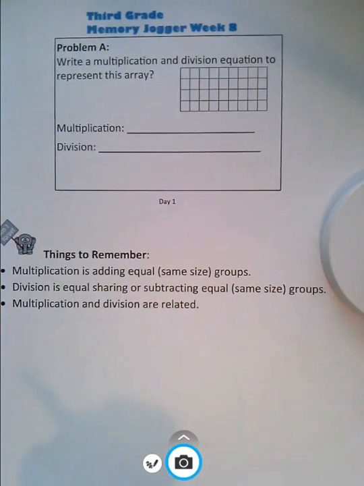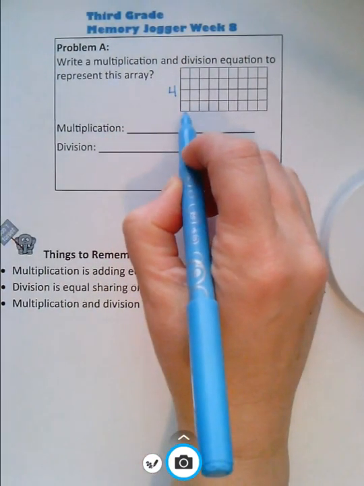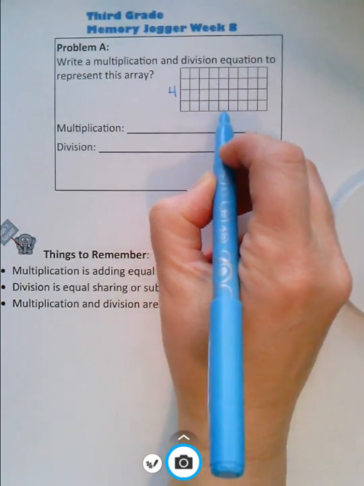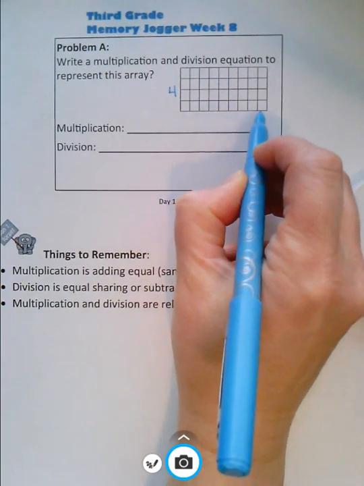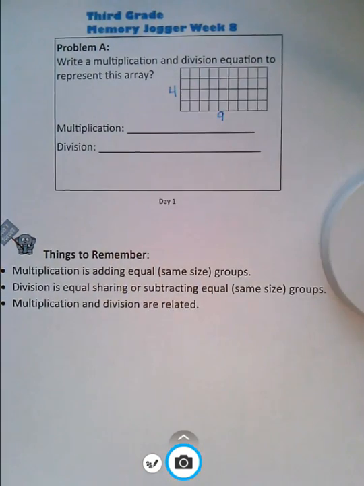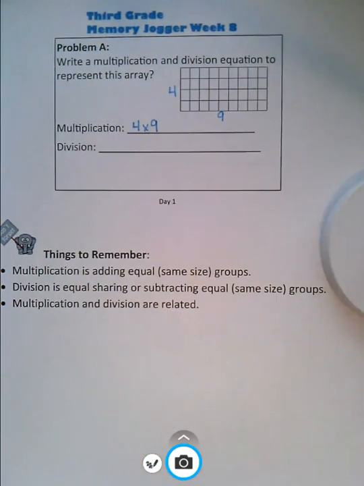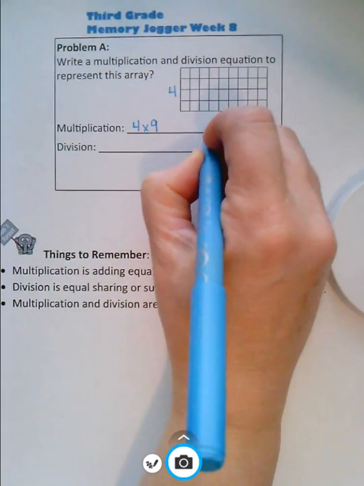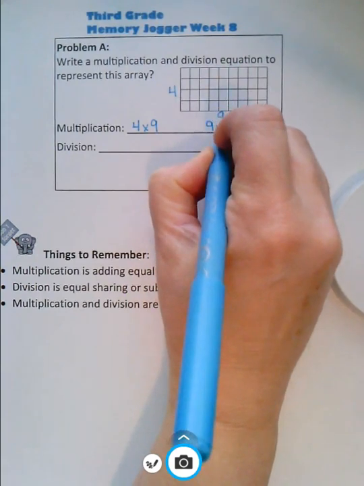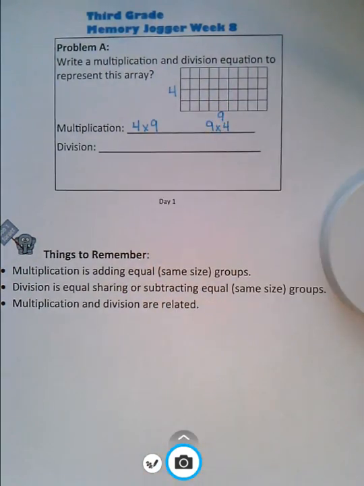If we look at this array, we can see that an array has equal rows and equal columns. There are 4 equal rows on this array, and there are 1, 2, 3, 4, 5, 6, 7, 8, 9 equal columns. We could represent this array as 4 times 9. That's 4 rows with 9 in each row. Or we could represent it as 9 times 4. That's 9 columns with 4 in each column.